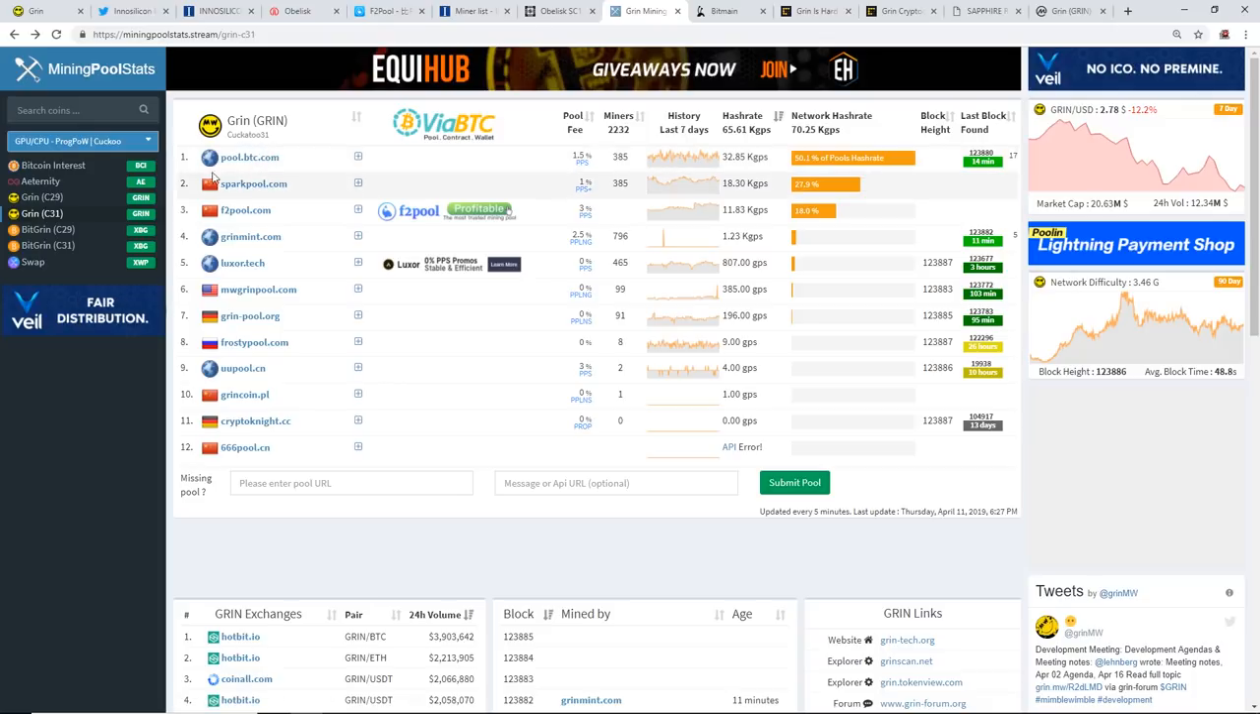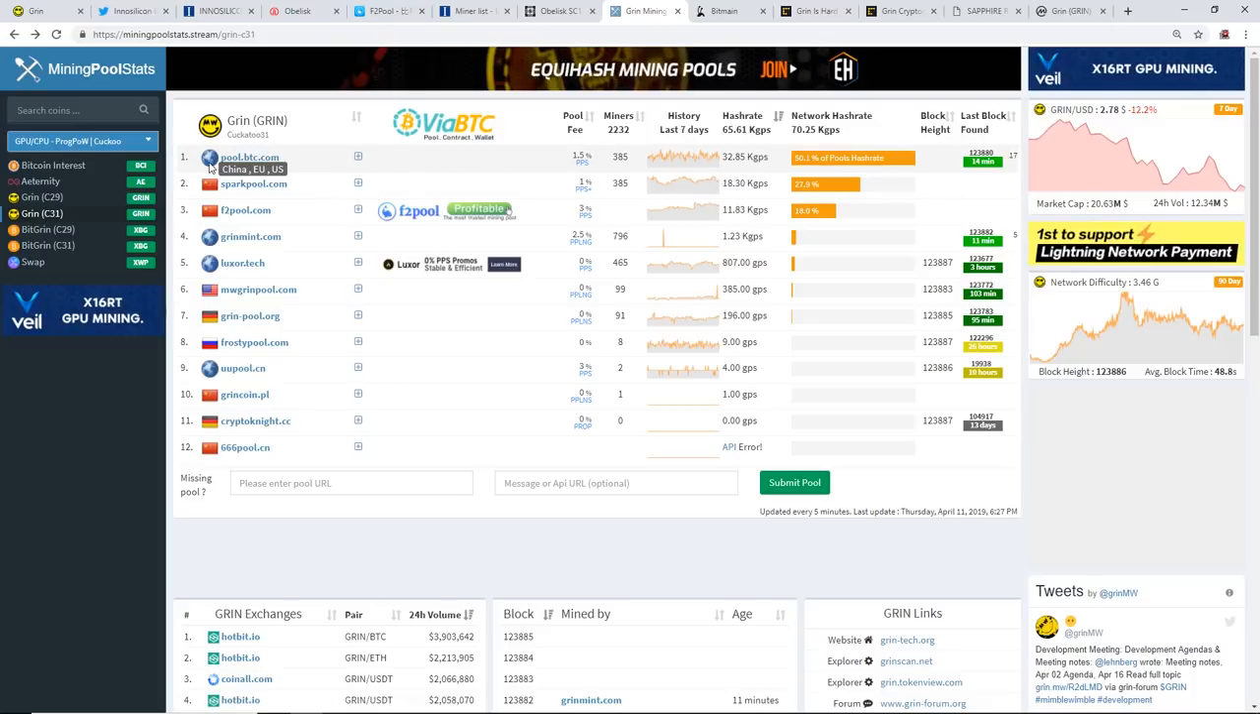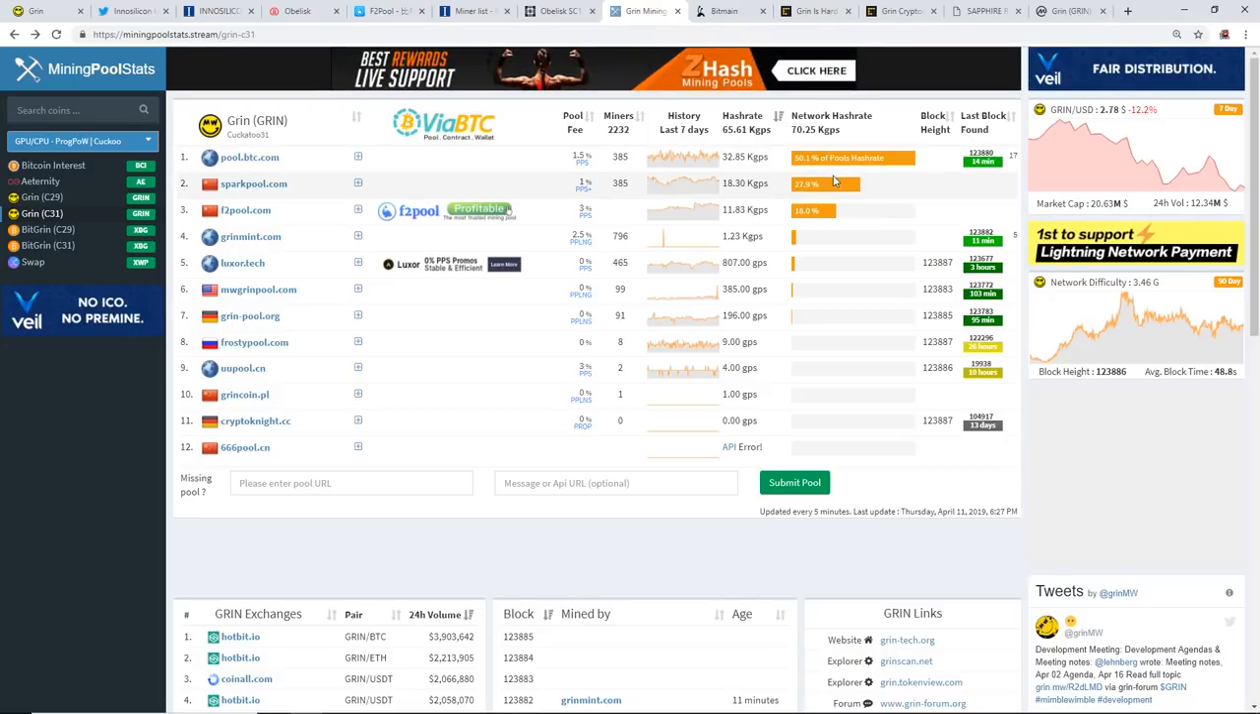Pool.btc.com for Cuckatoo31. You can see China, EU, US. I'm pretty sure all of this traffic is coming from China. 50% of the Cuckatoo31 hash rate right now is on this pool, which is probably China. And then there's Spark pool at 27.9% and F2 pool at 18%.